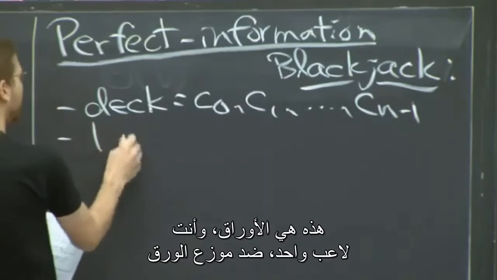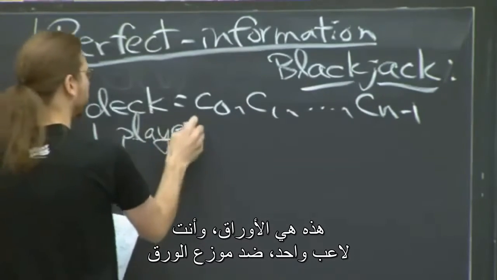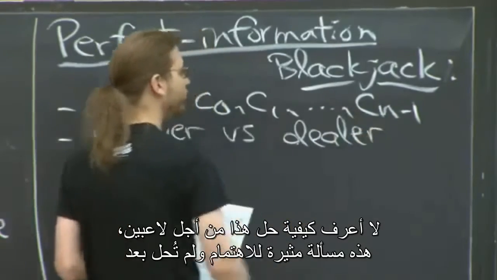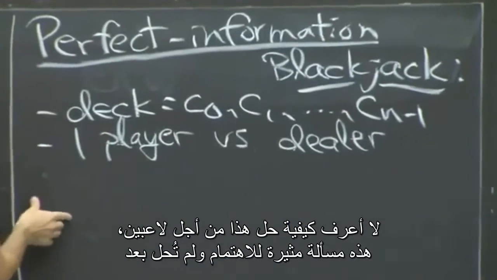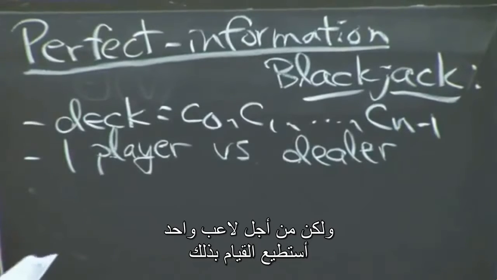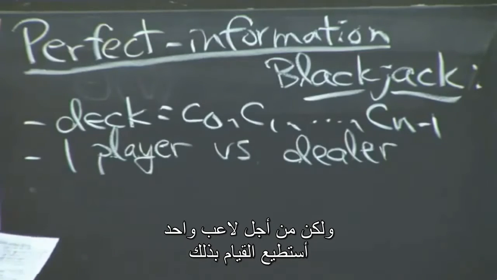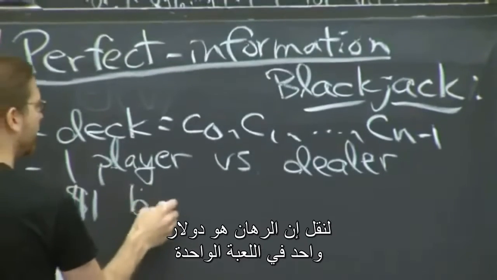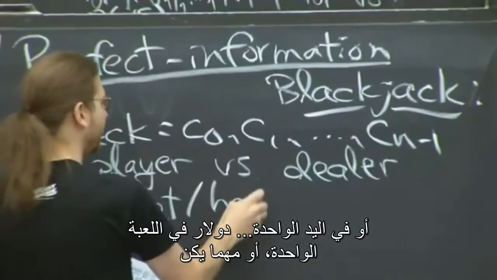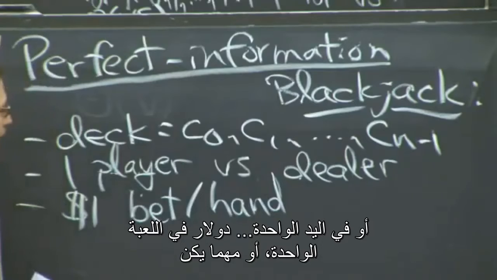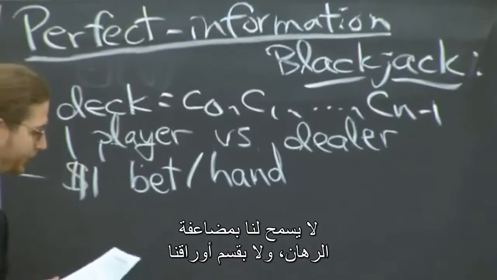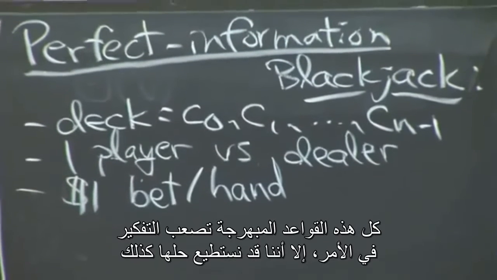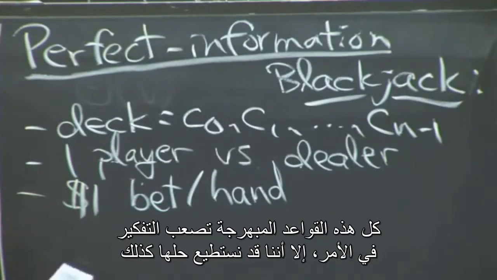And you are one player versus the dealer. I don't know how to solve this for two players. Interesting open problem. But for one player, I can do it. Let's say $1 bet per hand, I think they're called. I'm not sure. Per play, per box, whatever. You're not allowed to double. You're not allowed to split. All these fancy rules are harder to think about, although you might be able to solve them as well.